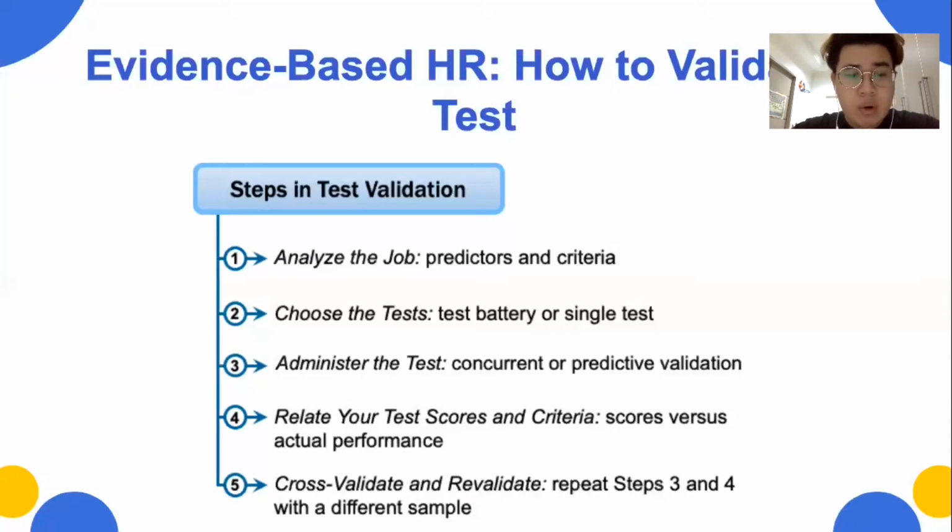Next, step 4 is to relate your test scores and criteria. Here, ascertain if there is a significant relationship between test scores, the predictor, and performance, which is the criterion. Then the last step, step 5, before using the test, you may want to check it by cross-validating. In other words, by again performing steps 3 and 4 on a new sample of employees. At the minimum, revalidate the test periodically.